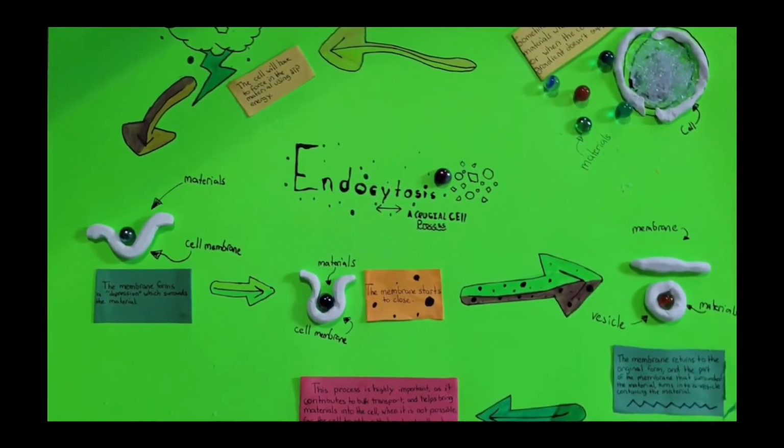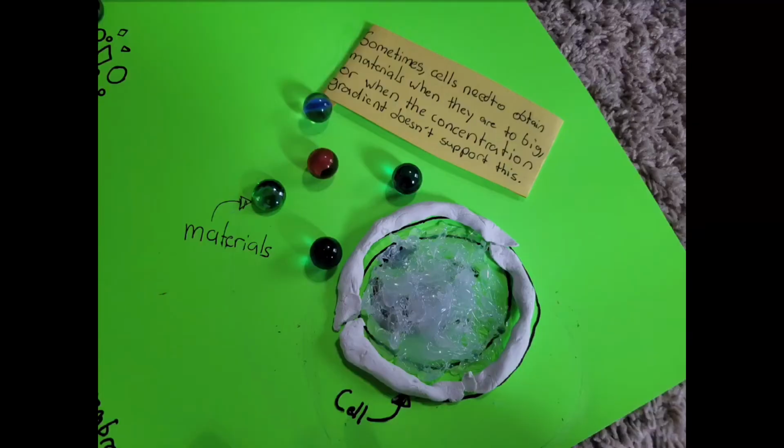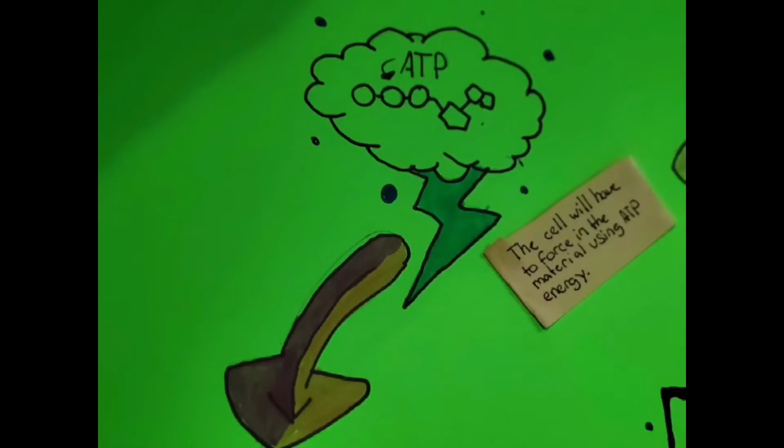In the project, the marbles represent the materials the cell needs, the clay represents the cell membrane, and the hot glue represents the cytoplasm. Sometimes the cell has to obtain a material which is either too large to just go straight through the membrane, or the concentration gradient doesn't support it. So to do this, the cell will need to be using an energy called ATP. This energy is needed because it powers the membrane to be able to move.